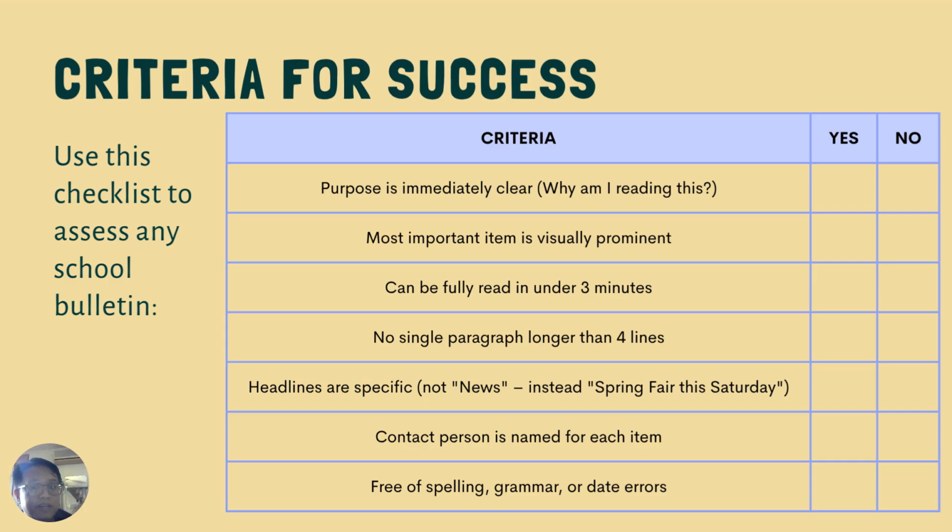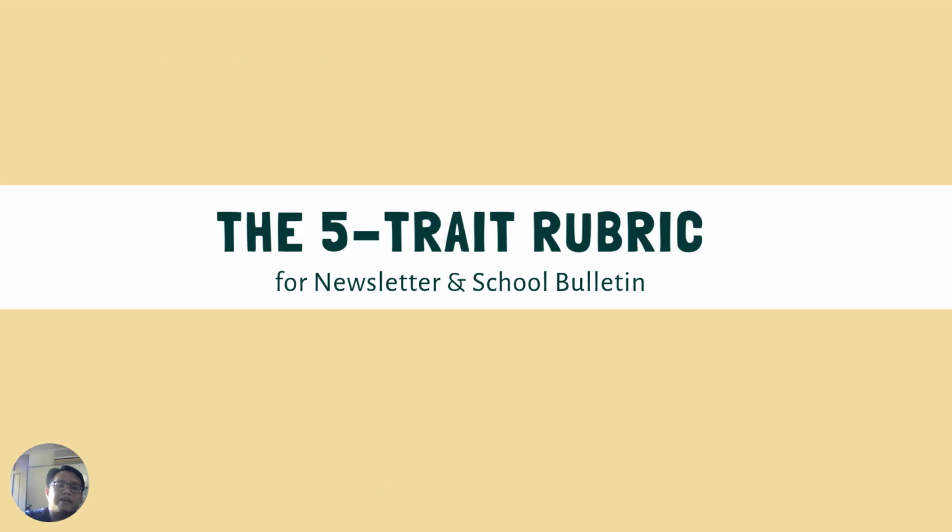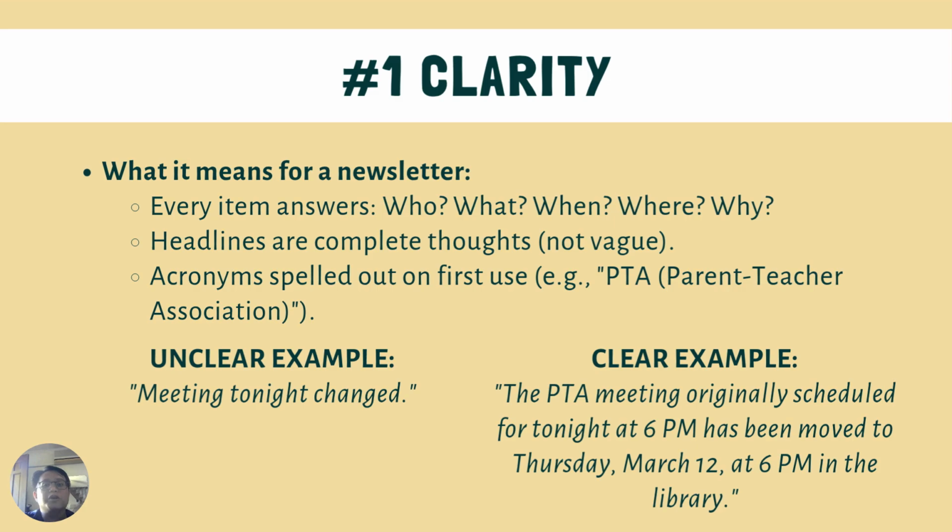Are headlines specific? That's for example, spring fair this Saturday, or not just news. And finally, is there a named contact for each item? So make sure that there are contact people in the announcement. So make sure that you use this checklist handy, because you will use that one when you create your own newsletter. Now let's go to doing the 5 trait rubric on newsletter and school bulletin.